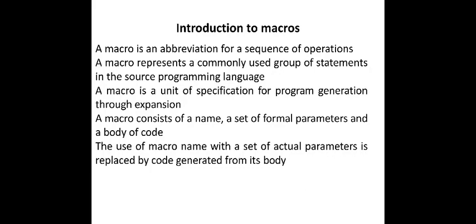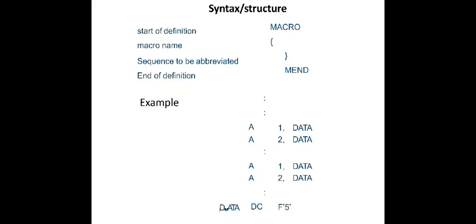How is a macro going to look? A macro consists of a name through which it is identified, a set of formal parameters, and a body of code. These are the three important parts every macro has. The use of a macro name with a set of actual parameters will be replaced by code generated from its body. With this introduction, let us see a simple syntax or structure of a macro.